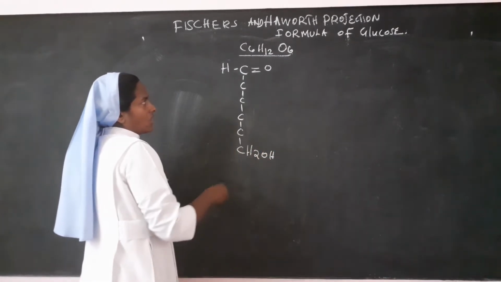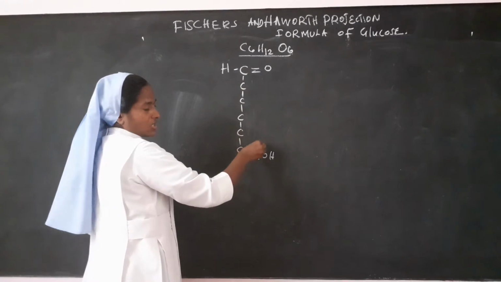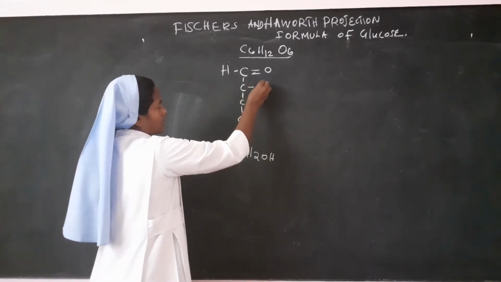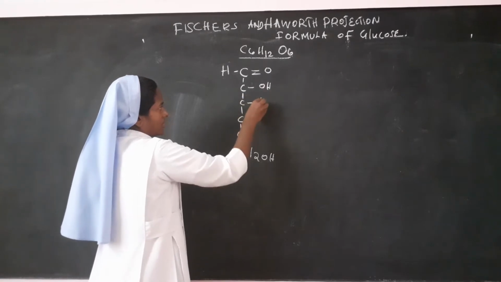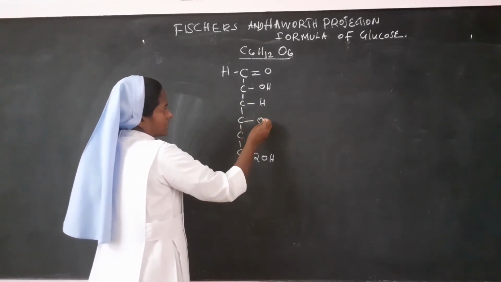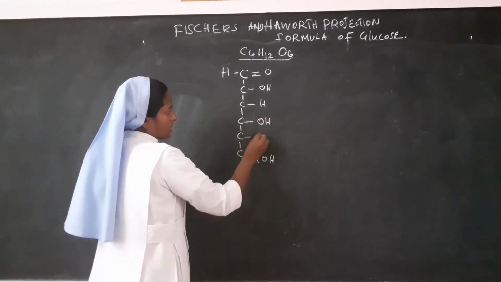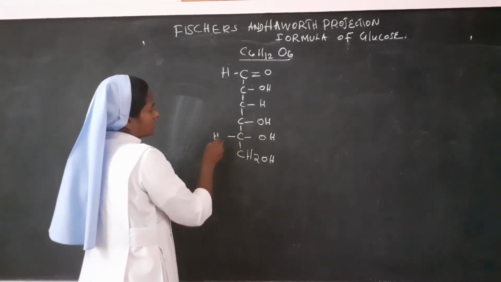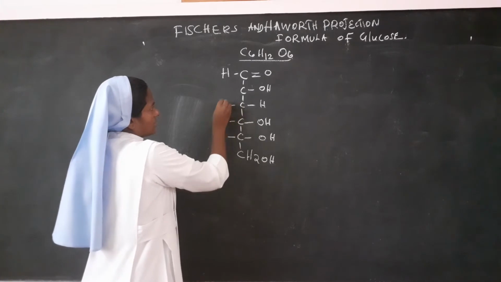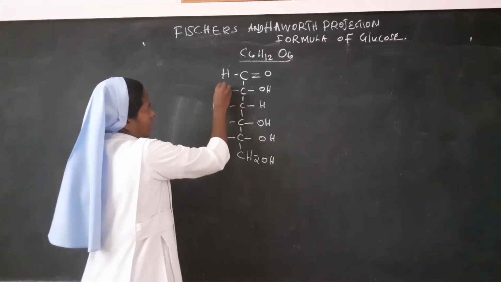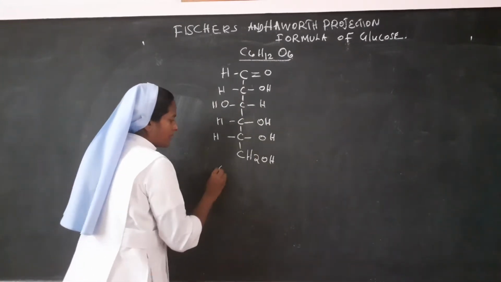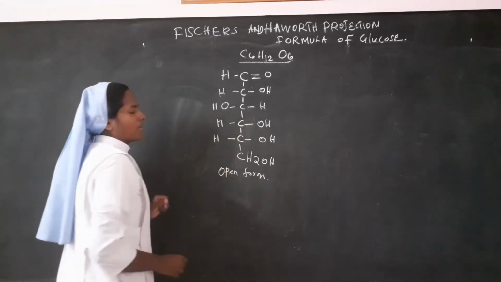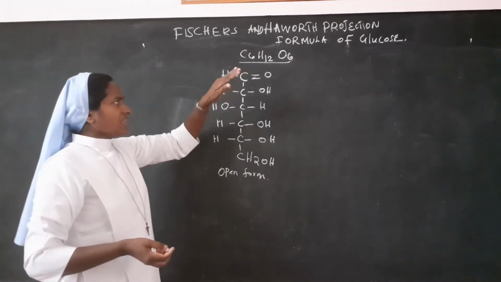Then the remaining carbons have the hydroxyl group OH on the right side, except the third carbon. So the second carbon has OH, the third carbon has H, then all the other carbons have the hydroxyl group OH. Then on the left side, here it is hydrogen, here OH and here hydrogen. So this is the open form of glucose. Open form of glucose. Okay.